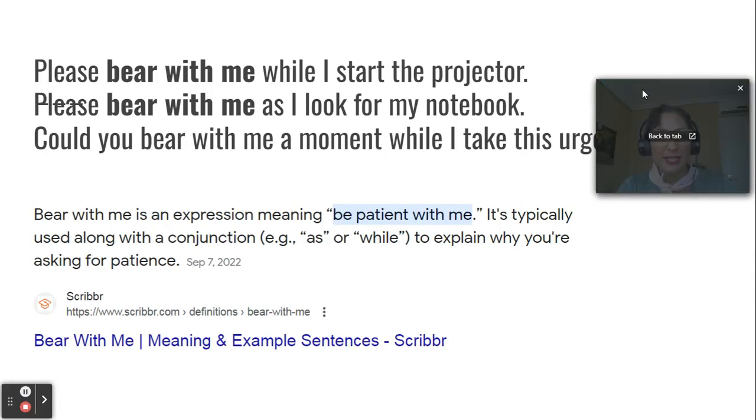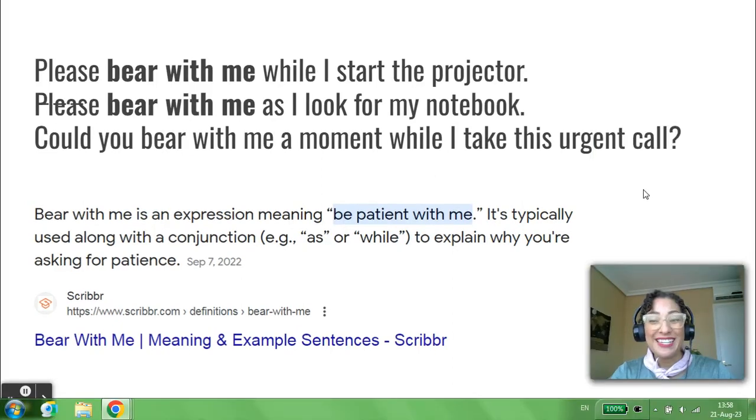First, let's look at bear with me. Instead of saying, hold on a moment or wait a minute, it's more professional to say, bear with me. Please bear with me while I start the projector. Please bear with me as I look for my notebook. So you can see, bear with me is commonly used with while and as.